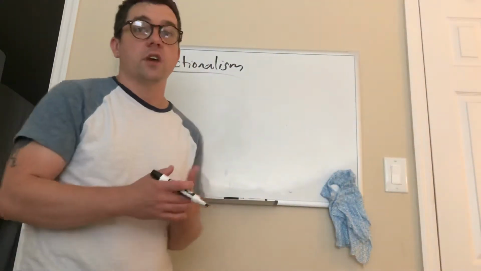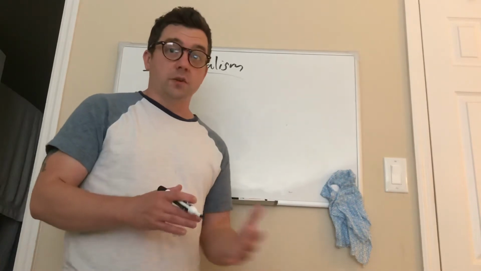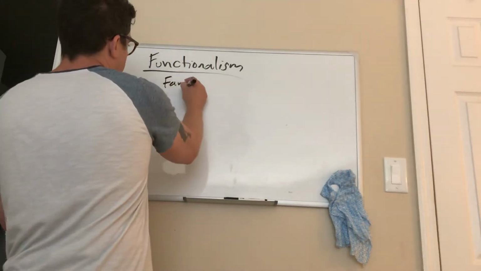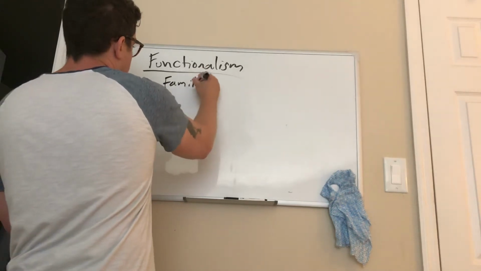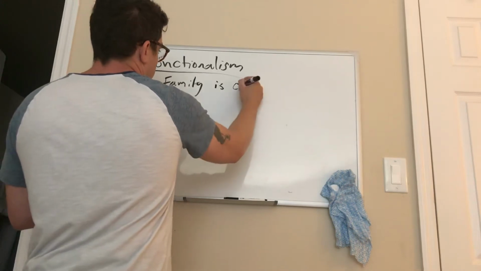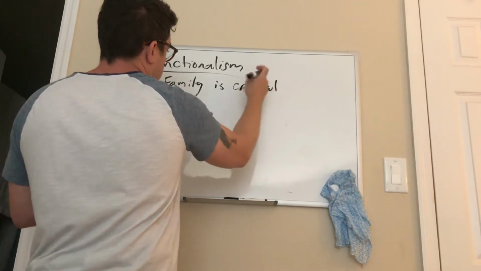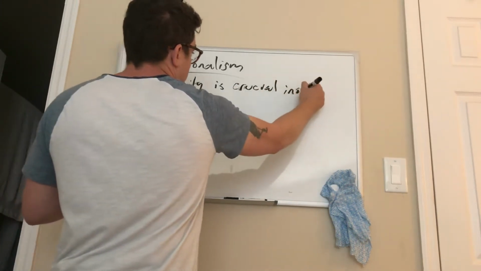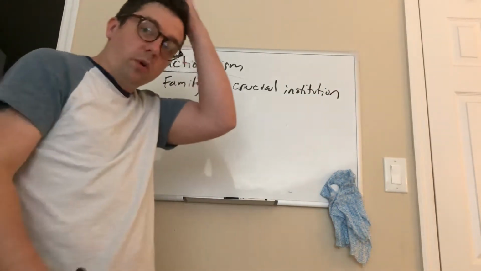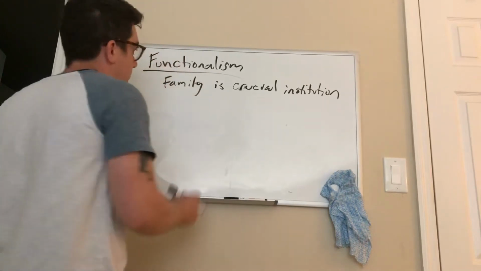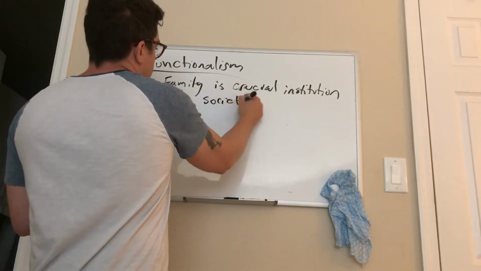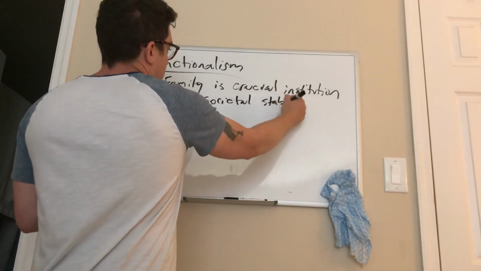And I already said family is a really important institution, right? So family is a crucial institution. It fulfills certain functions or needs for society, and it also is important for maintaining societal stability. So it's a crucial institution for societal stability.